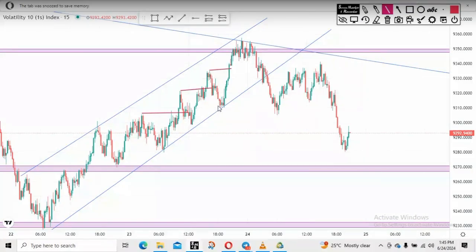Price dropped and came back and broke this low. You see that? This is very clear. Once you see this, you should be happy. You should be excited because it is an opportunity to sell. It is an opportunity to make free money.